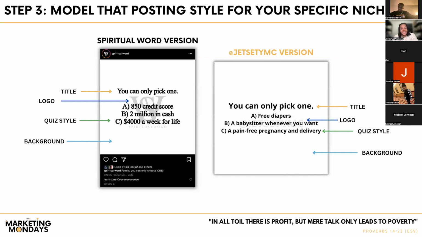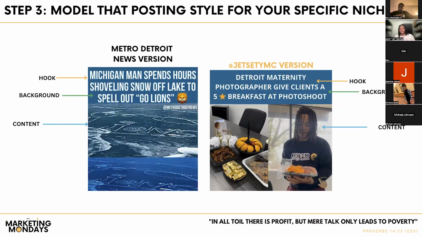This is Jet Set YMC. This is Next Gen. This is Toriana. This is Corey. That's the whole point of modeling what's already working. So the same thing with the news. Same thing with the news strategy. You want to have the hook. I had the same color background, right? I did the same type of picture flow. The only thing I was missing is the logo, which I realized I was missing right here.